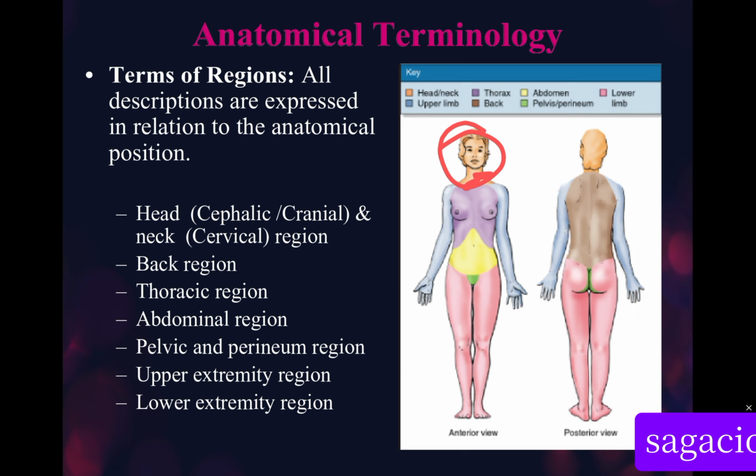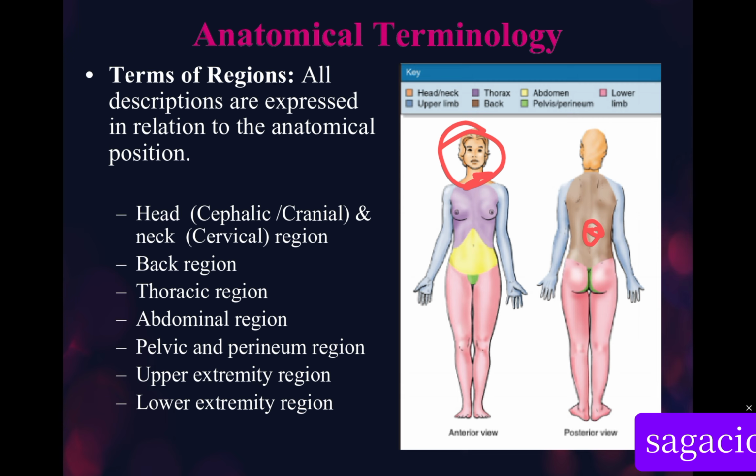So we have the cervical. Have you heard of the cervical nerve? Have you heard of the brachial plexus before? The neck is also called the cervical, so that is where the name comes from. Cervical nerves originate from the posterior aspect, the rami of the posterior aspect of the neck. Then we have the back region. So this is the back region.